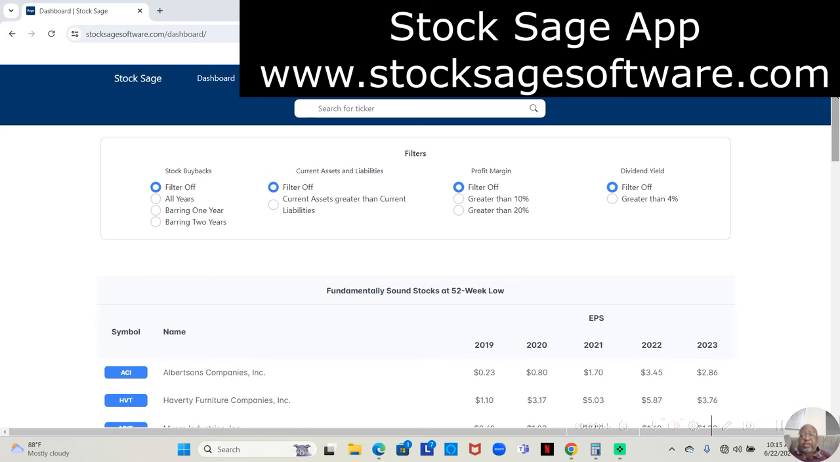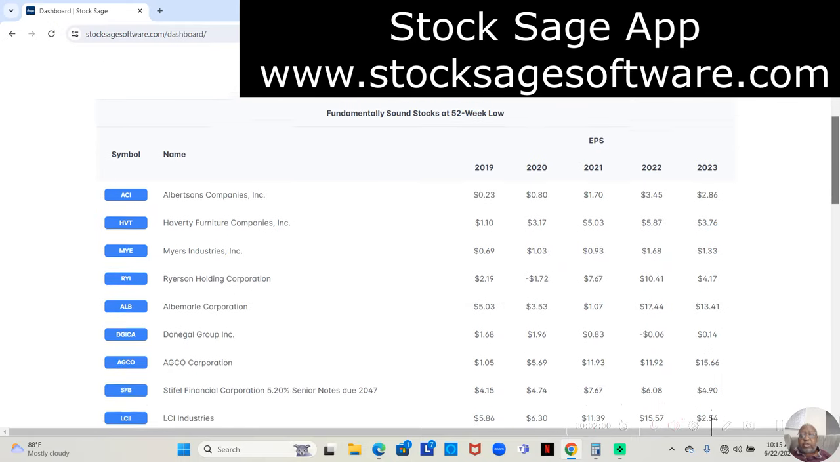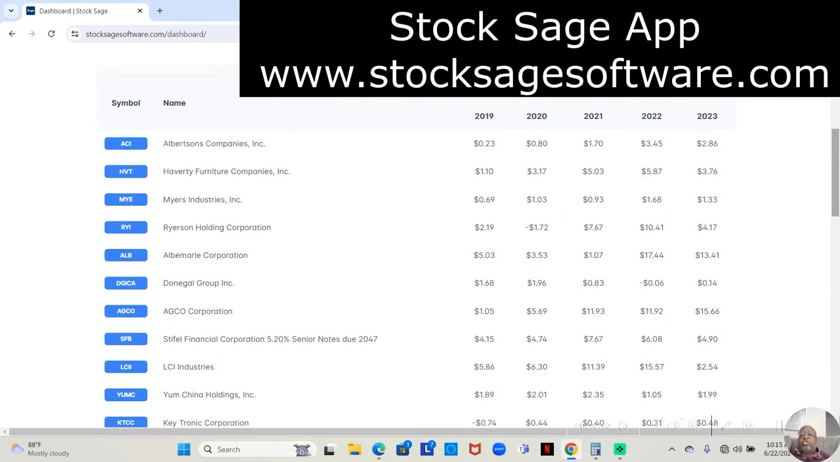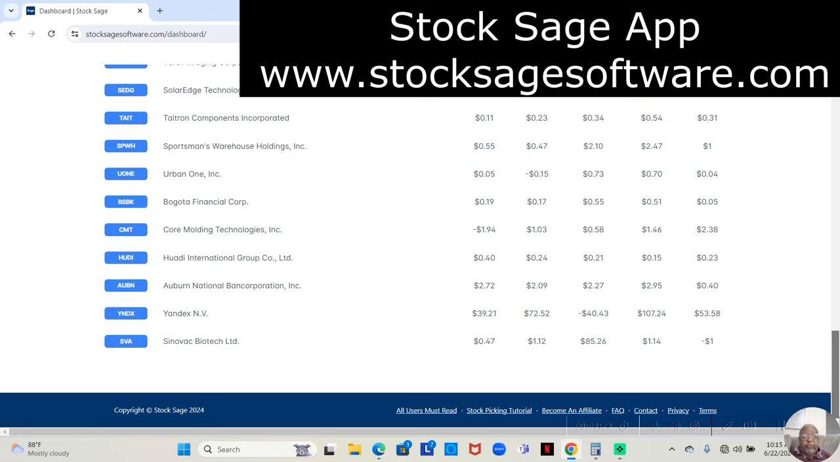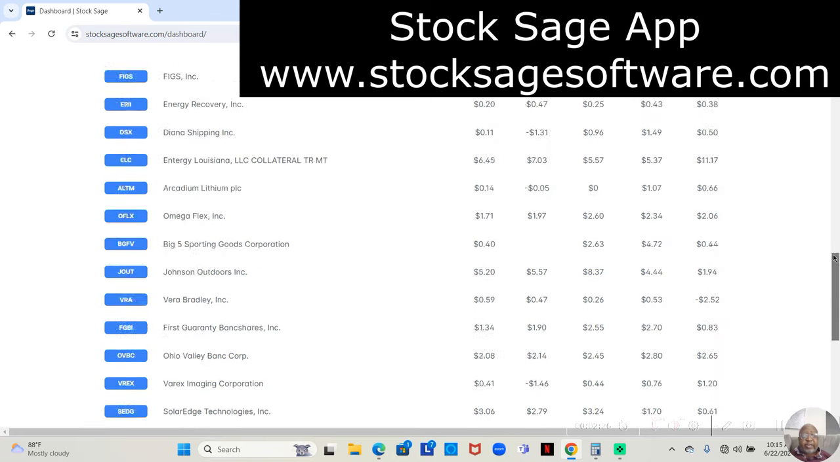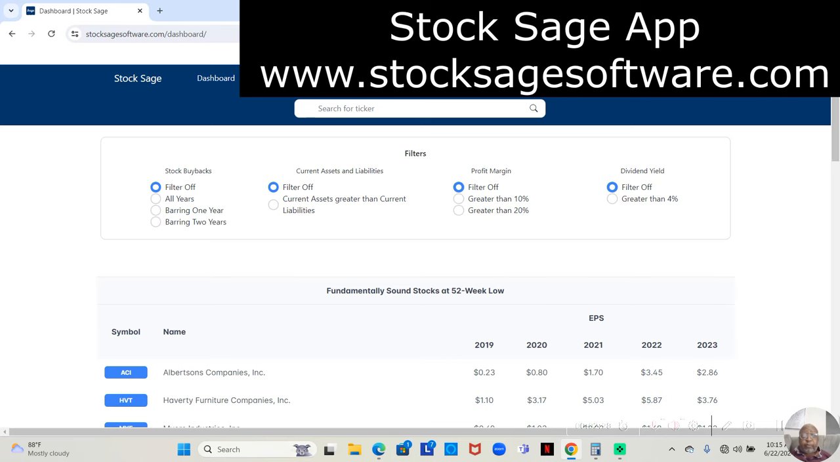And as we see, this app looks for every stock on the 52-week low that day that has three or more positive earnings years, positive earnings per share, meaning in our case from 2019 to 2023, we see that there's a number of companies that fell to the 52-week low Friday that have positive earnings. But now I'm going to narrow that group down some.